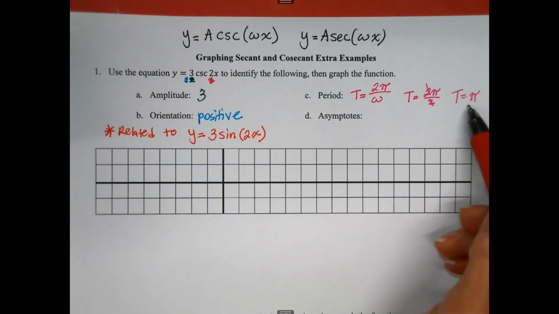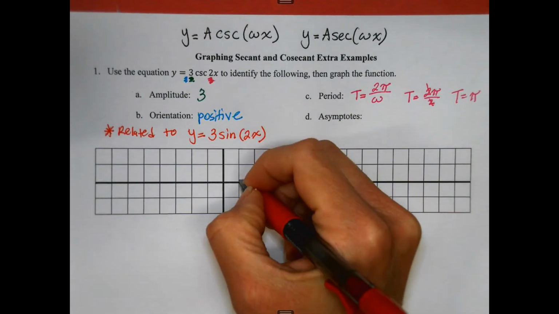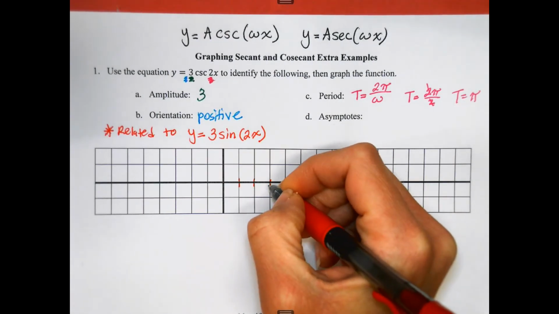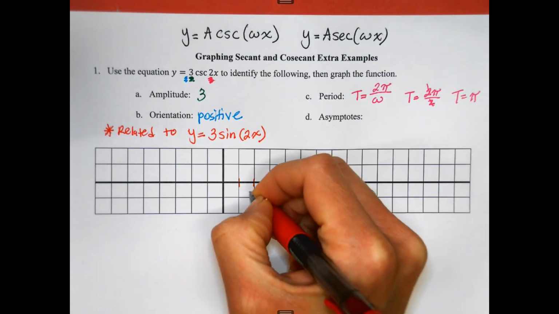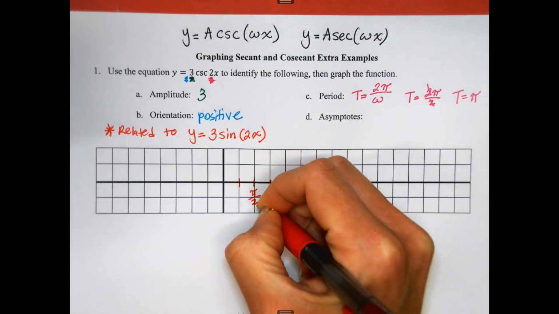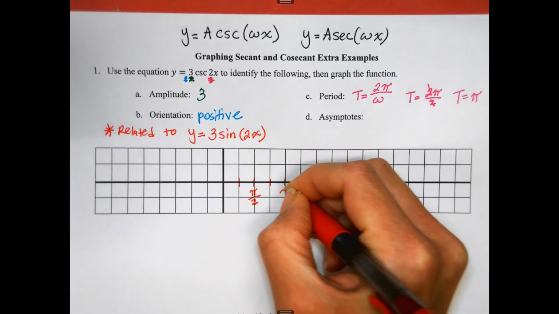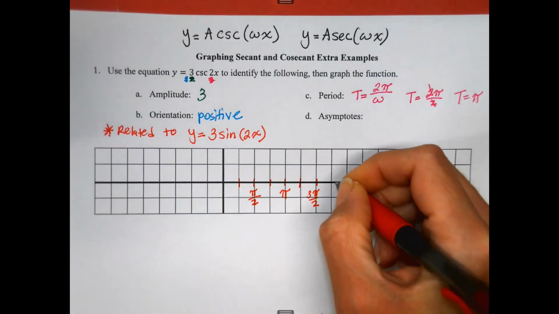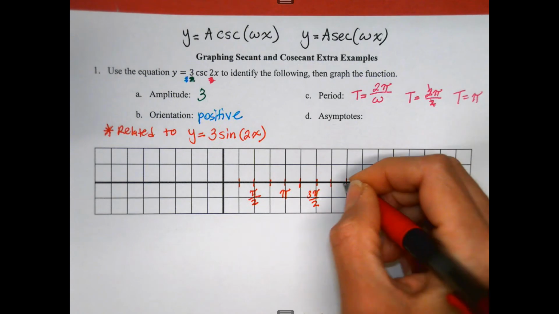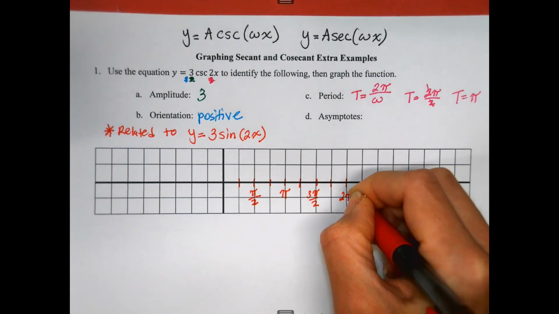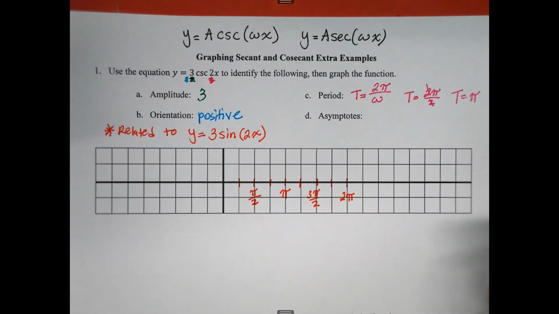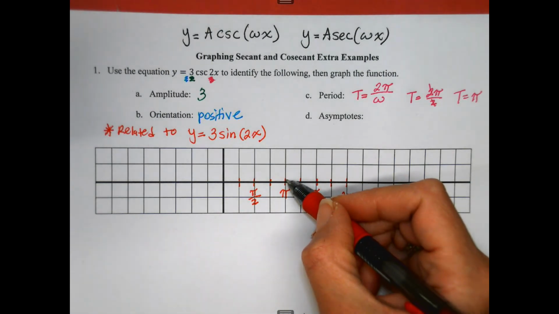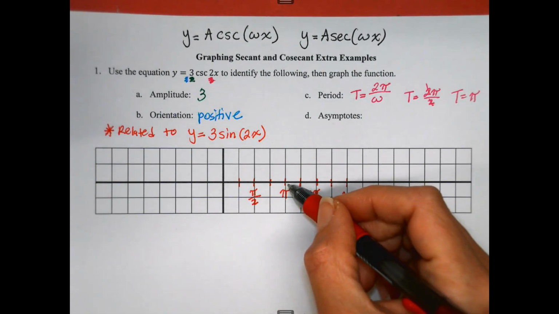Since I have a period of pi, I know that I'm going to have one cycle between 0 and pi. I'm going to end up going by pi over 4. So pi over 4, pi over 2, 3 pi over 4, pi, 5 pi over 4, 3 pi over 2, 7 pi over 4, 2 pi. And now I know that one full cycle goes from 0 to pi.